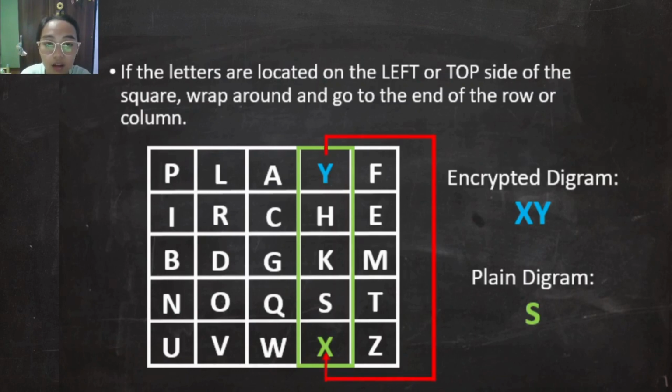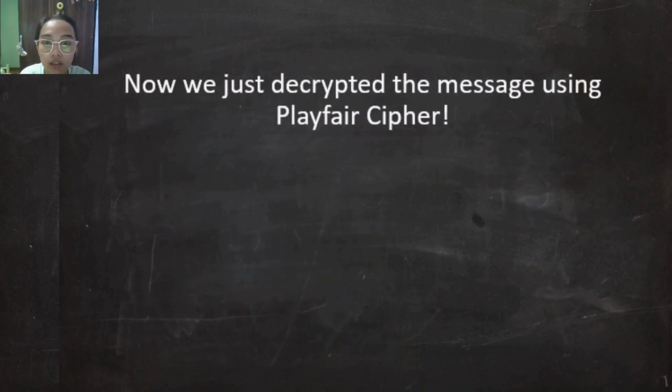And since the letter Y doesn't have any letter above it, we wrap around and go to the end of that column. So we go to the one below, the X. So Y becomes the plain letter X. And now we just decrypted the message using Playfair Cipher.